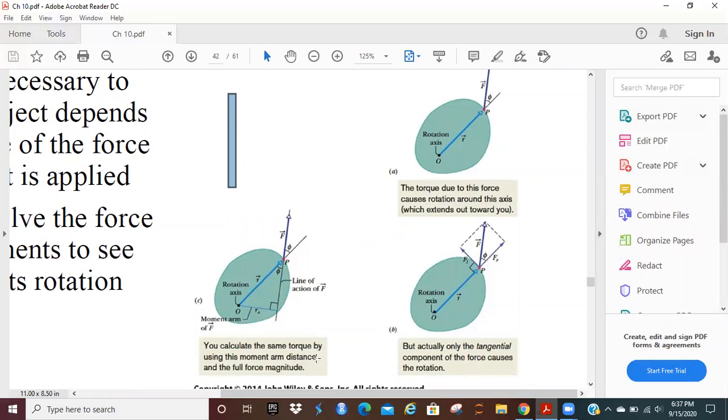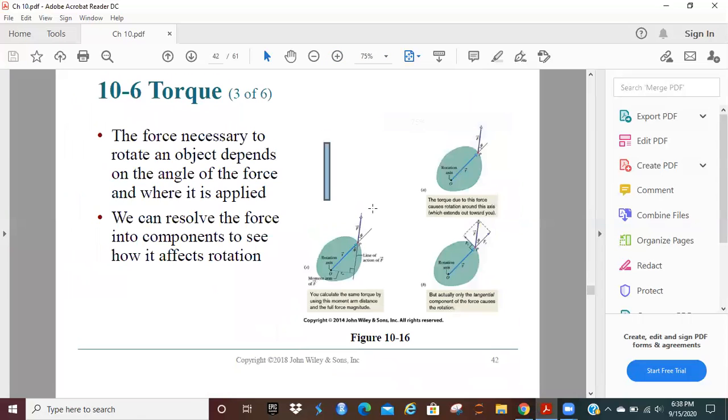So we can calculate the same torque by using this moment arm distance and the full force of the magnitude. What we are going to find out is that it's only the tangential part of this particular force which is going to cause rotation. It's not this part right here, but it's going to be this part. We'll see that in the formula coming up.